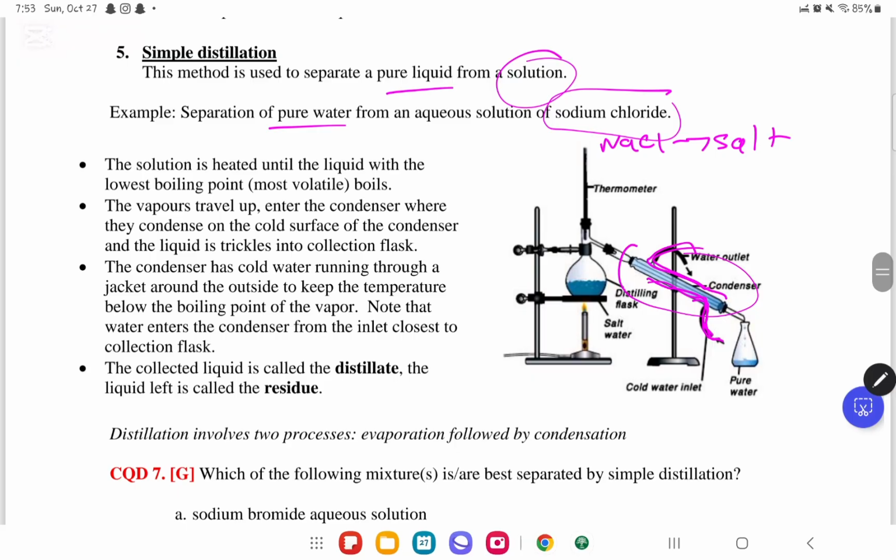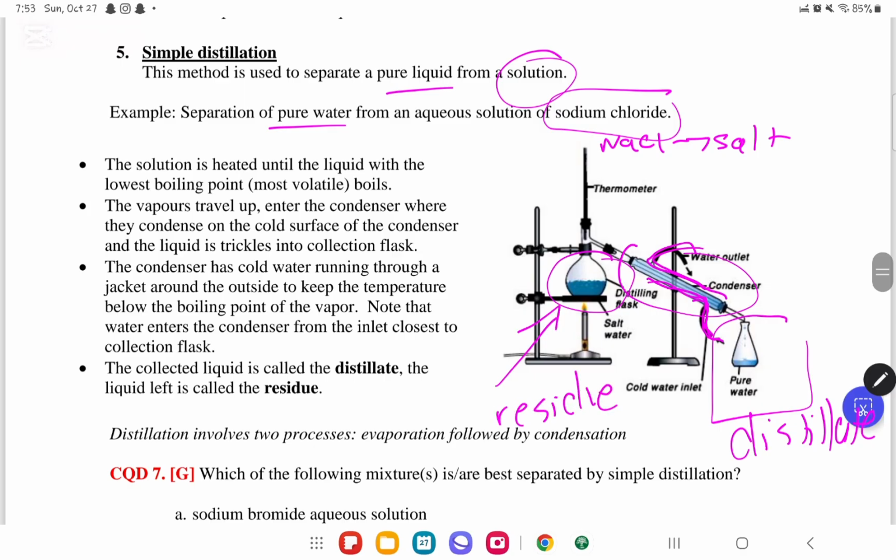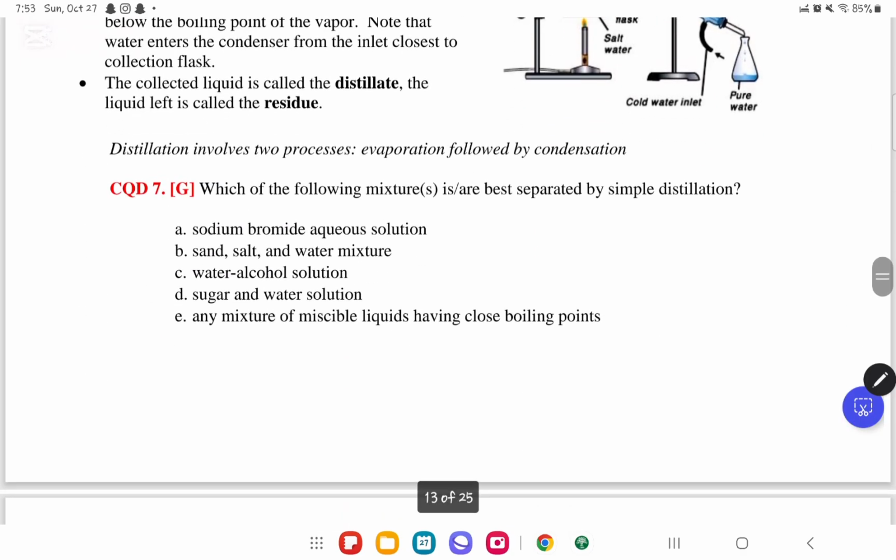After this, the cold water will cool down the water vapor, so it will condense and become pure water. Now, the collected water is called distillate, or the collected liquid, okay? And then the liquid left, or in this case, the salt, is gonna be called residue. So if we're gonna summarize distillation, it's two processes: evaporation and condensation. First, you evaporate the liquid with a lower boiling point, then you condense it to form the pure liquid.